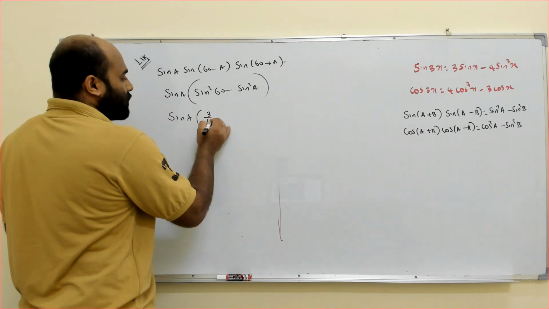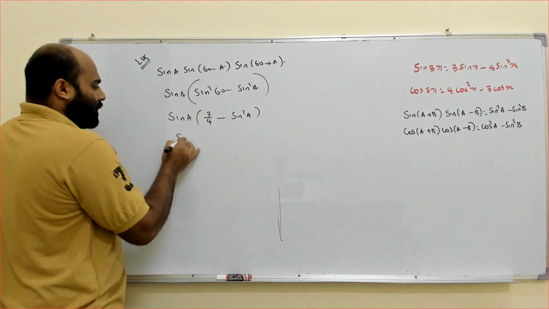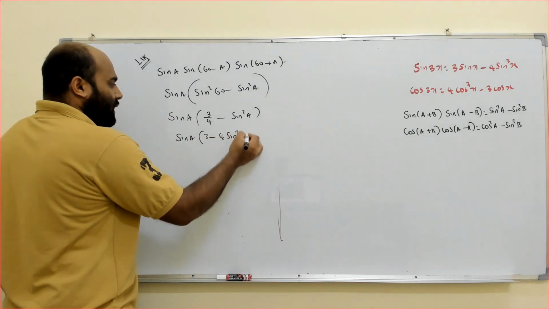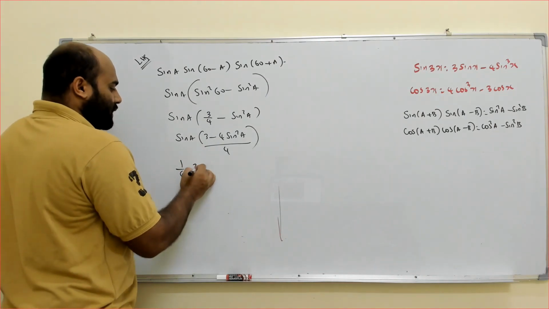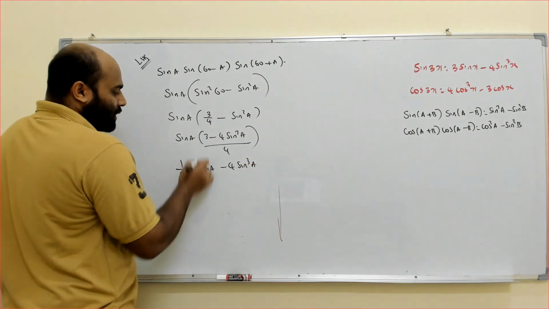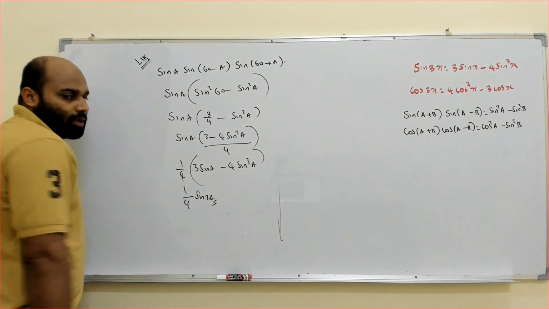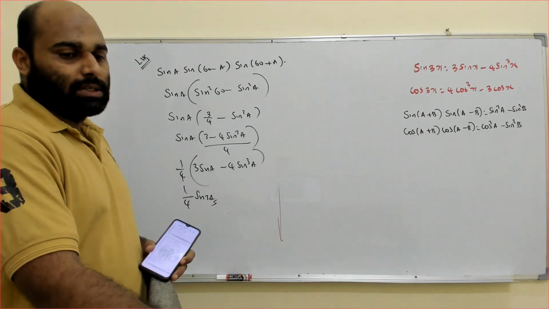So that's square 3 by 4 sine square. I think you got it. Sine A (3 minus 4 sine square A) divided by 4, 4 you can take it out. So what? 3 sine A minus 4 sine cube A. What is that? That is sine 3A. I hope you understood it. More questions will come, so please write it and try.